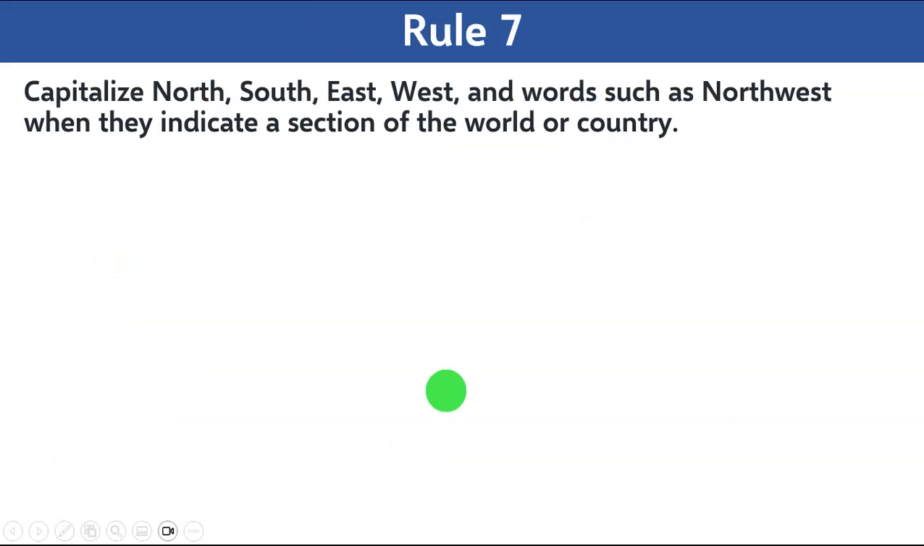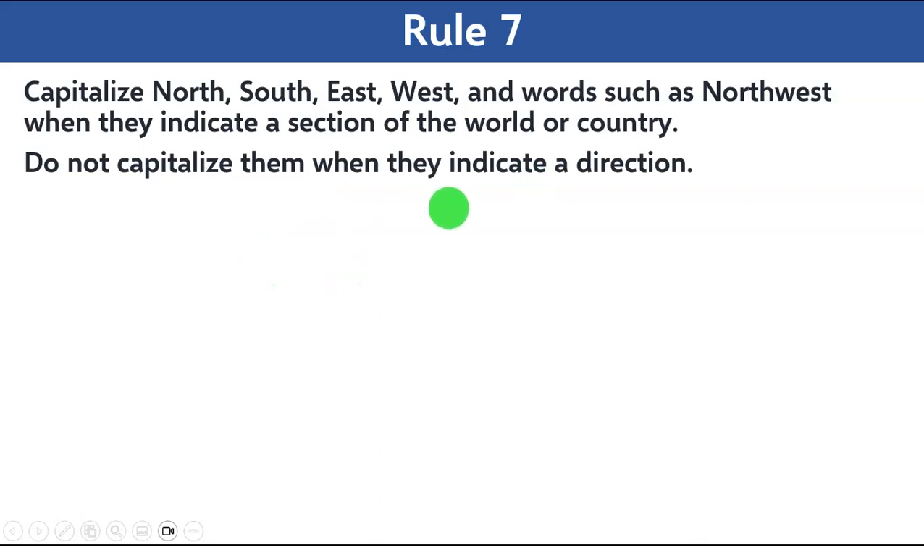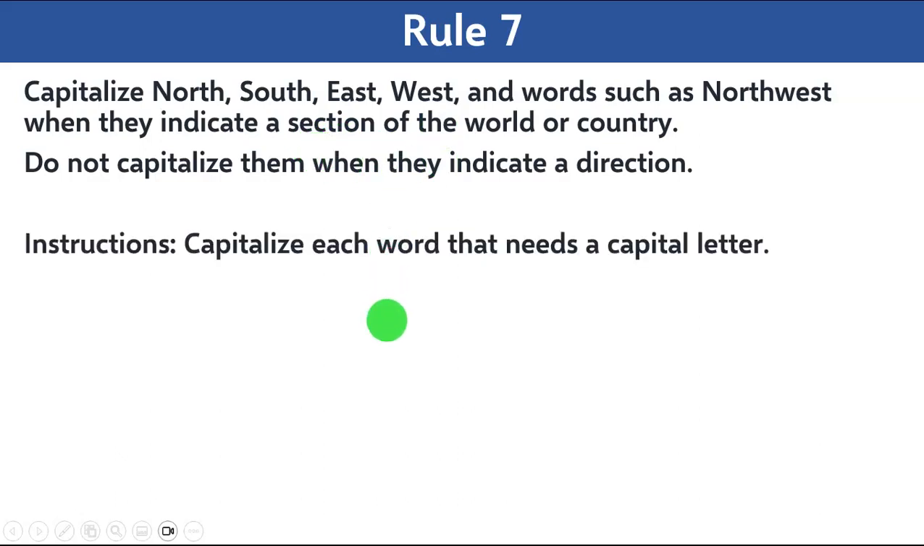What does it say? Capitalize north, south, east, west and words such as northwest when they indicate a section of the world or country. However, do not capitalize them when they indicate a direction. Now that is very important to remember. Do not capitalize them when they indicate a direction, but capitalize them when they indicate a section of the world or country.